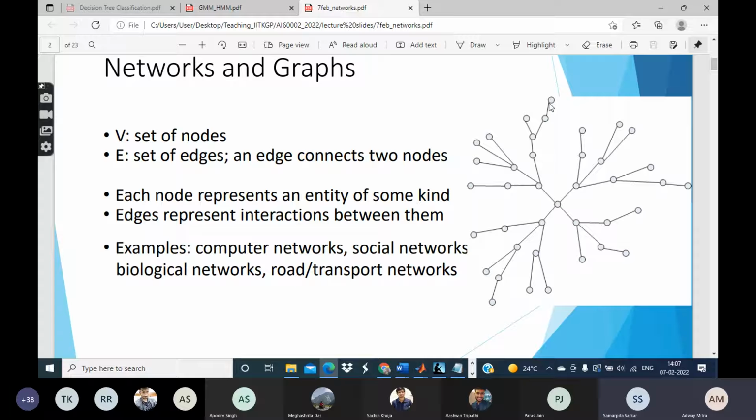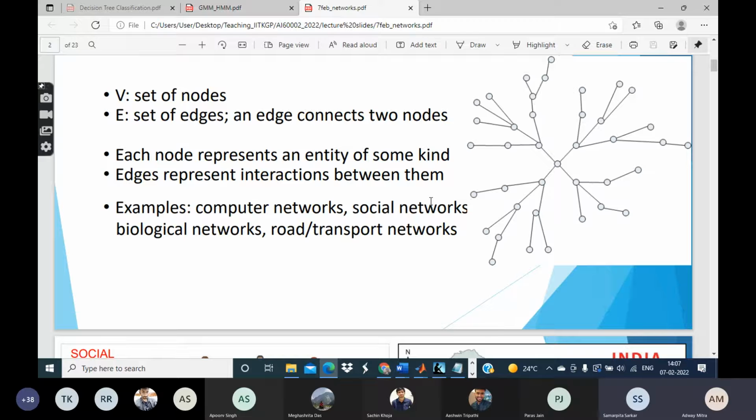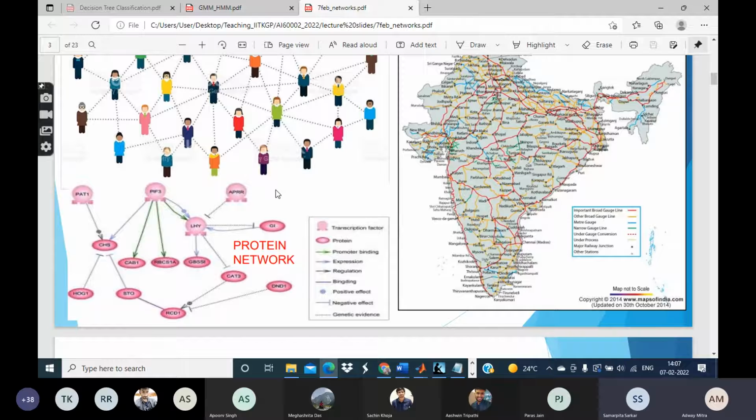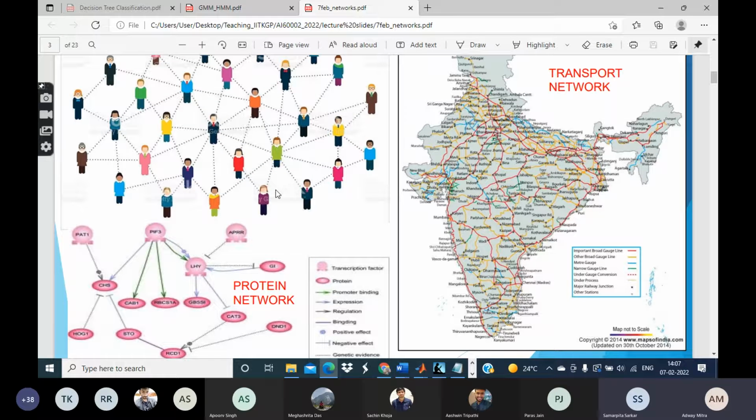So there is a set of nodes and some pairs of them may be connected by an edge. Each node basically represents some kind of entity, and the edges represent the interactions between the two entities. For example, there can be computer networks and social networks. In a social network, the different nodes will be the different persons, and two persons will be considered connected by an edge if they know each other, or interact with each other, or are connected on a particular social media like Facebook. In protein networks, the different proteins will be the different nodes, and two proteins will have an edge between them depending on the nature of interactions between them.